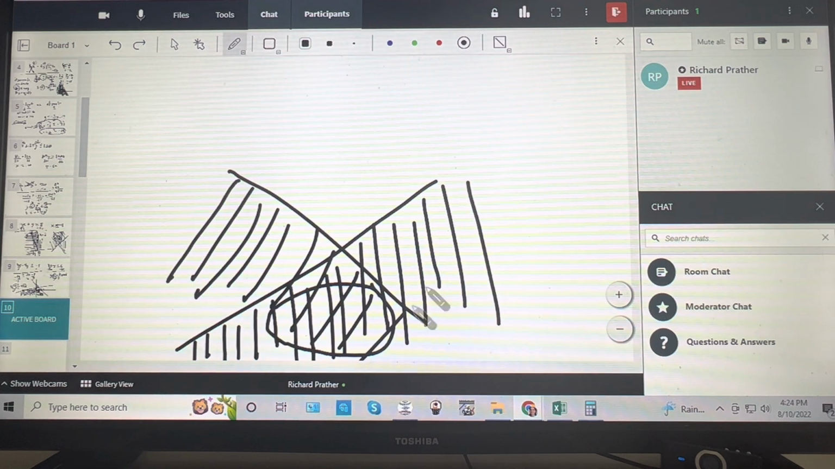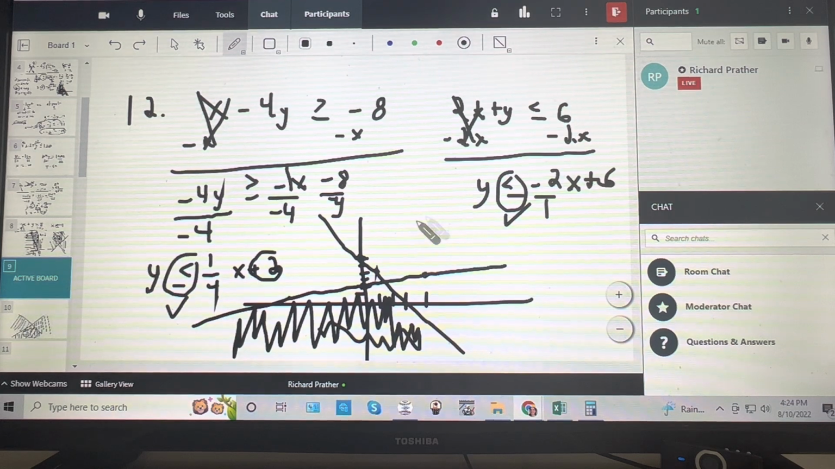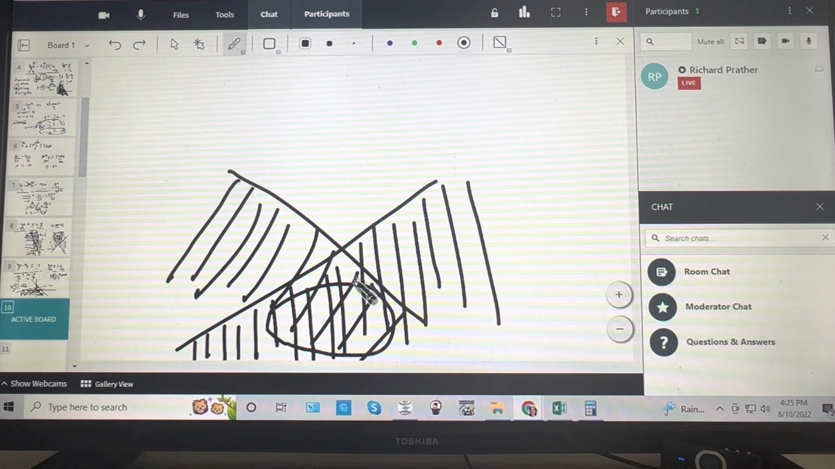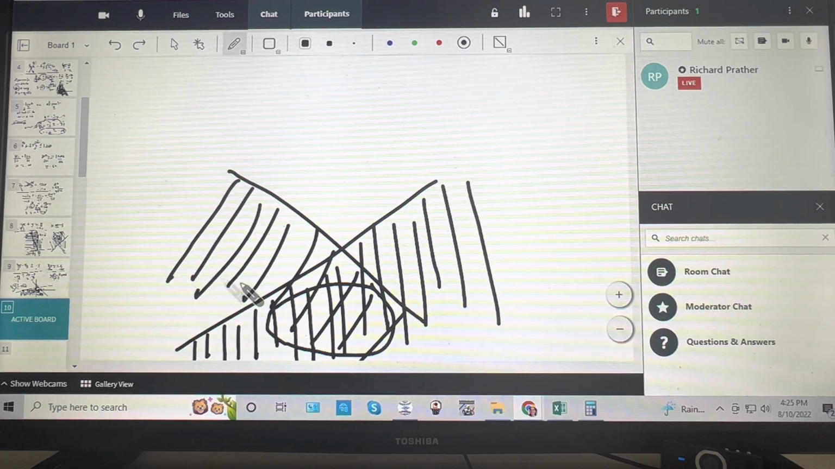Then it helps to do this. But if you knew on this problem, wait a minute, they're both less thans, then I know it's going to be the bottom portion of the graph. Then you wouldn't necessarily have to do this, but if you like this, you can double check it that way.